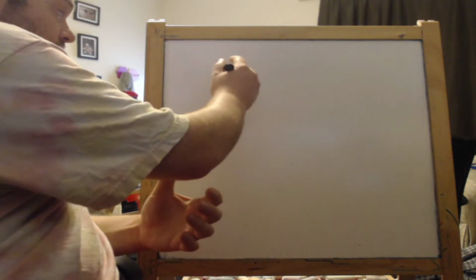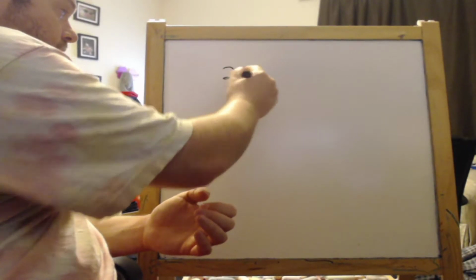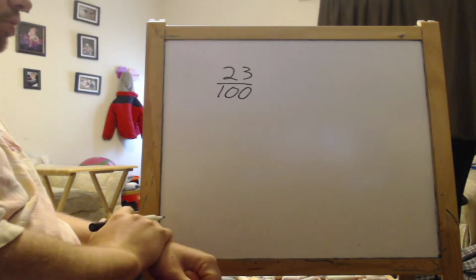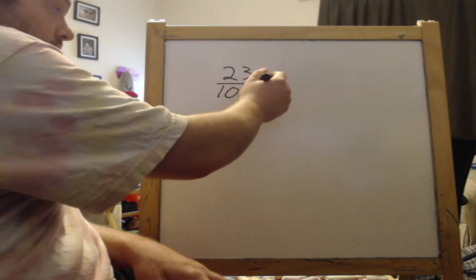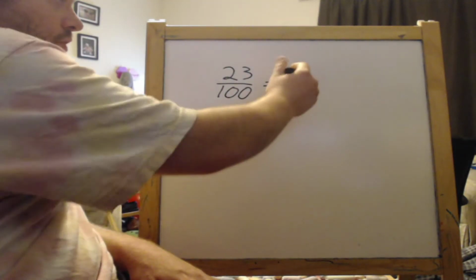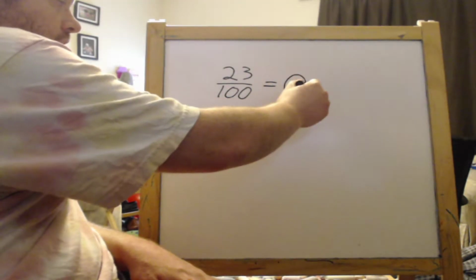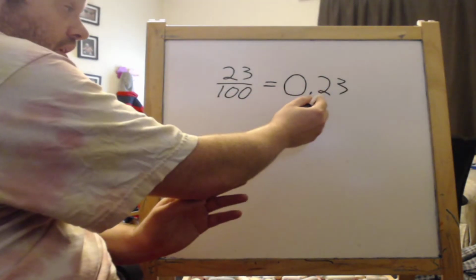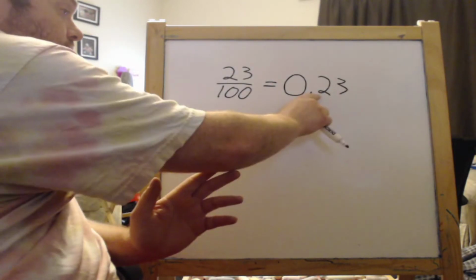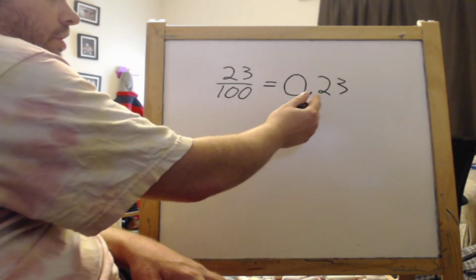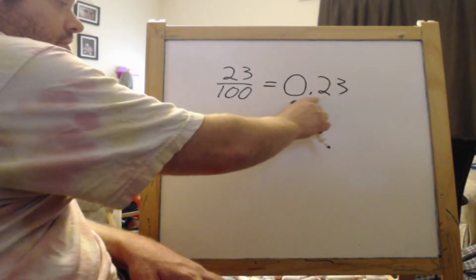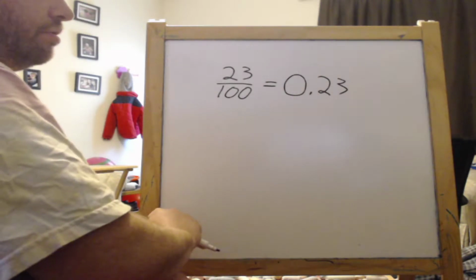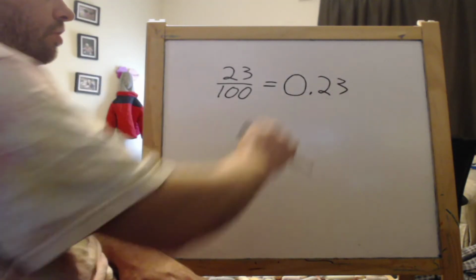So, let's start with 23 hundredths, or 23 over 100. That, in decimal form, equals 0.23. Now, I know this because both of these are actually called 23 hundredths, and 0.23 is also called 23 hundredths.